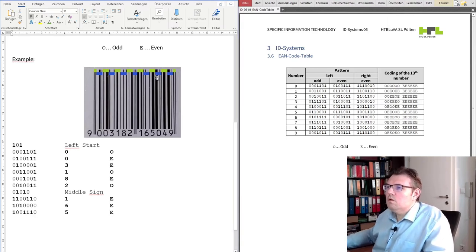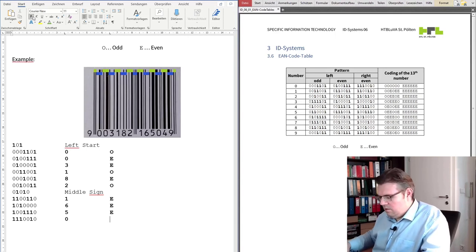Then we have 1 1. How many ones should there be? 2. 1 1, right, 0 0 1 0. There's something missing. I guess there are 3 ones. Yes, of course there are 3 ones, because it must be even. And now I have 4 ones: 1 1 1 0 0 1 0. This is a 0, and even.